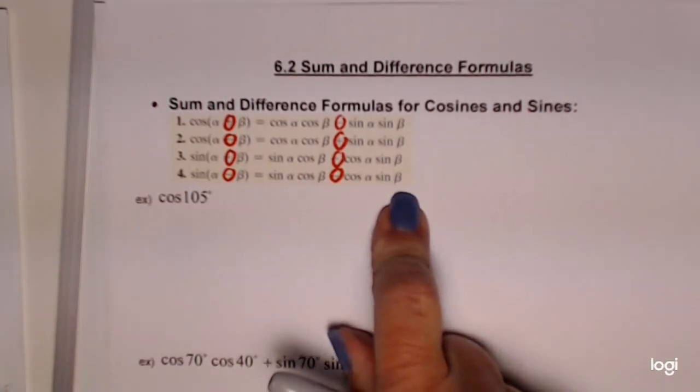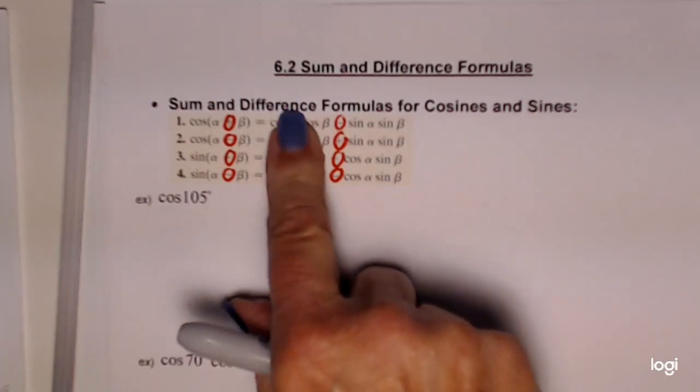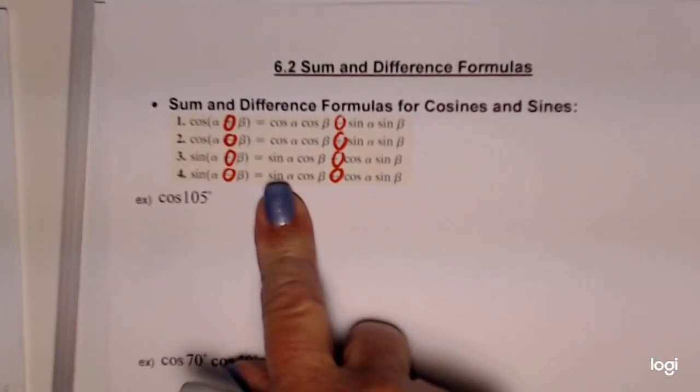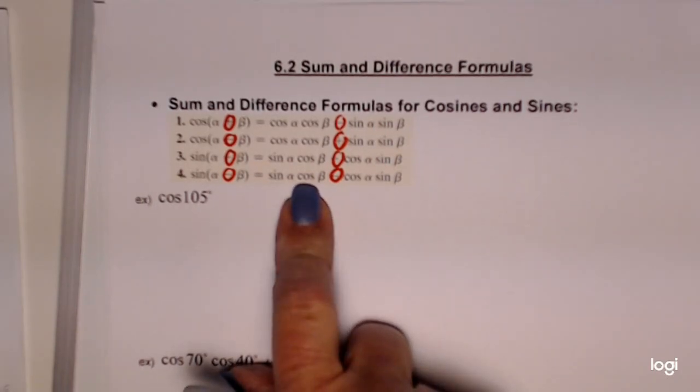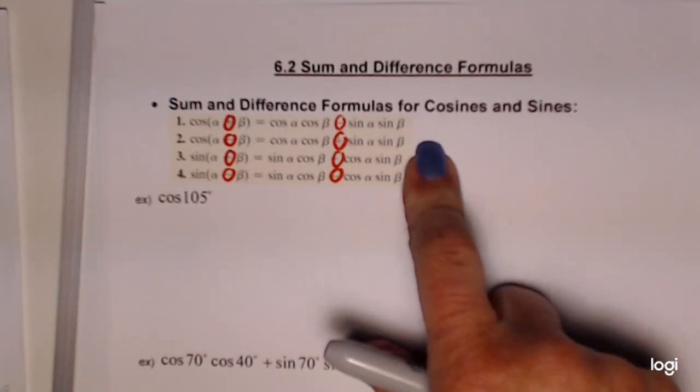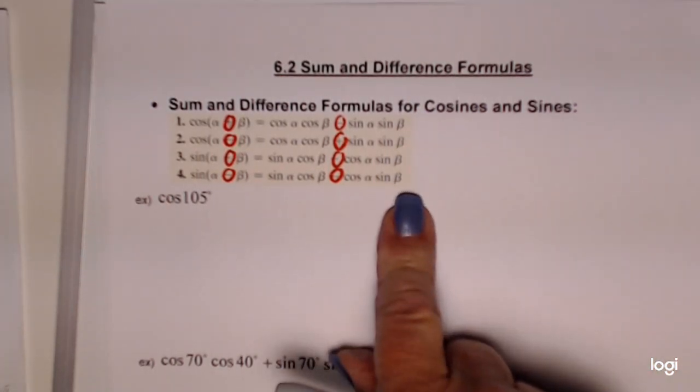So these sound like a mouthful, but actually you can see the patterns in them. It's a multiplication of either two cosines or a sine and a cosine, and then an addition or subtraction of either two sines being multiplied together or the cosine and the sine.